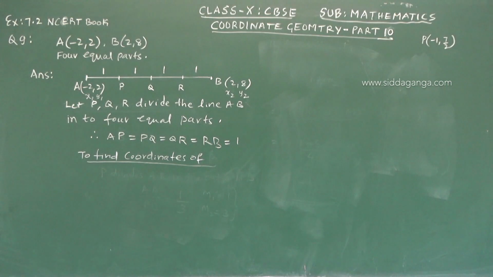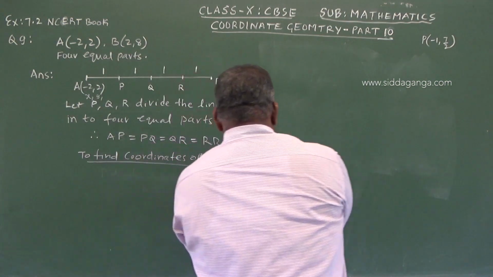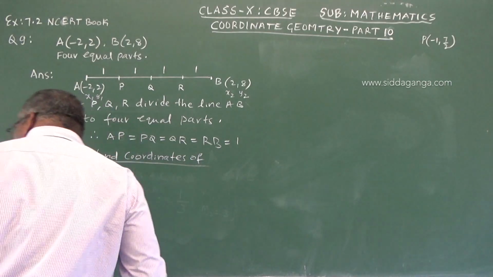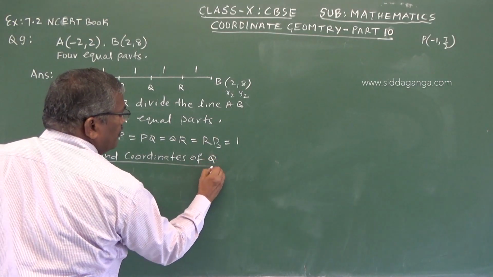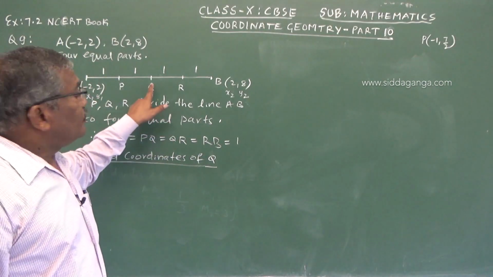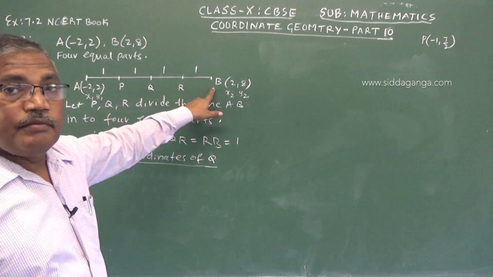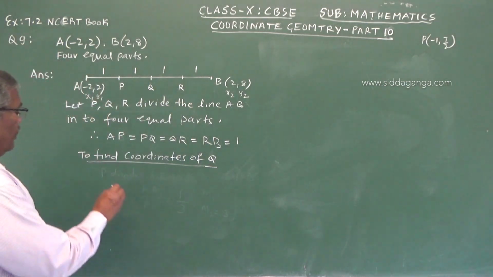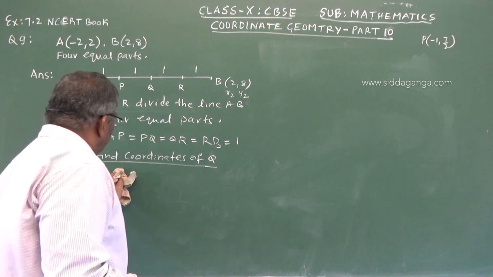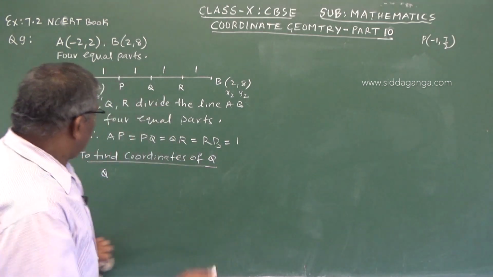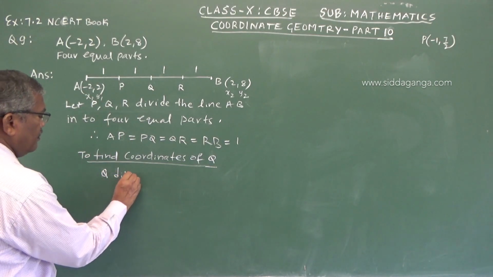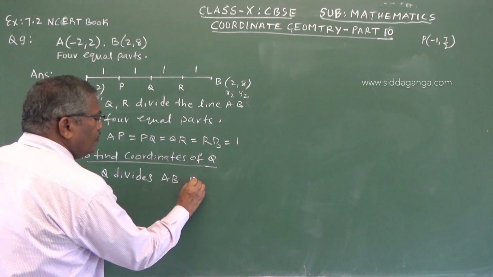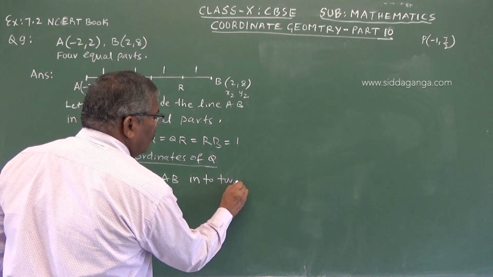Next point, coordinates of Q. Now you observe here, Q is in the middle of AB, so therefore it divides AB into two equal parts.